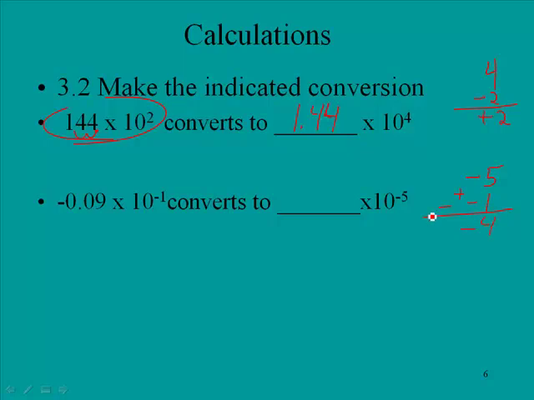So to convert this, we would need to move 4 places. So we'll go 1, 2, 3, 4. And it's still minus, so minus, but it's going to be 900. And we have that conversion.